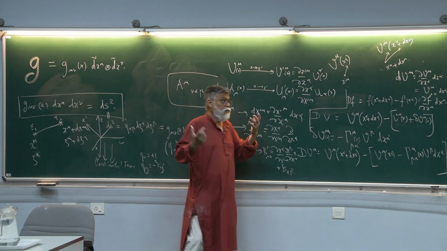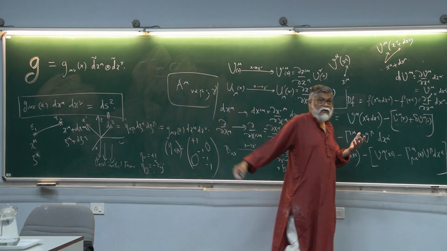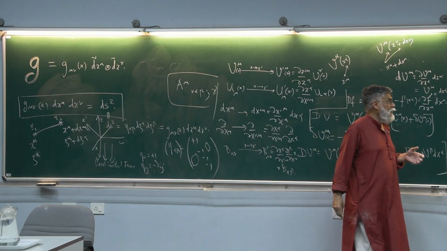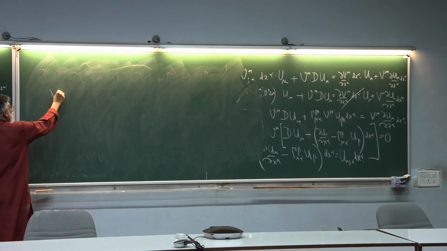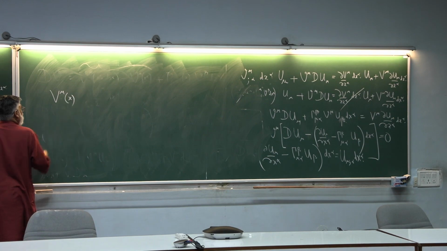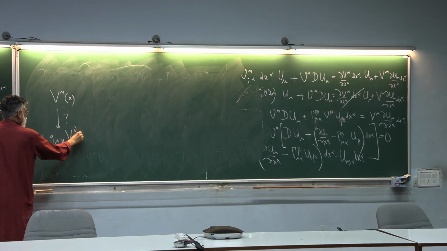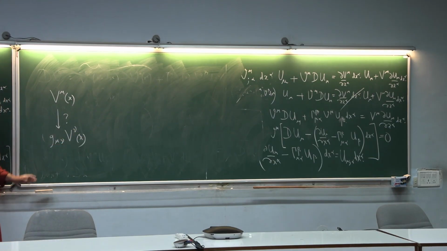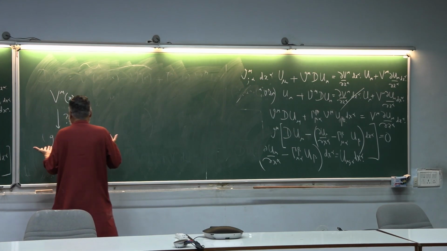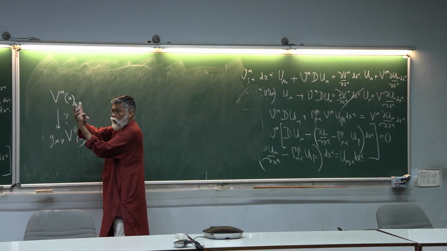One thing we can do is that G mu nu is at our disposal. Given any contravariant vector field V mu of x, you ask, what is G mu nu V nu of x? How does it transform? It's obvious. If this is a contravariant vector, this will transform as a covariant vector. Obvious.